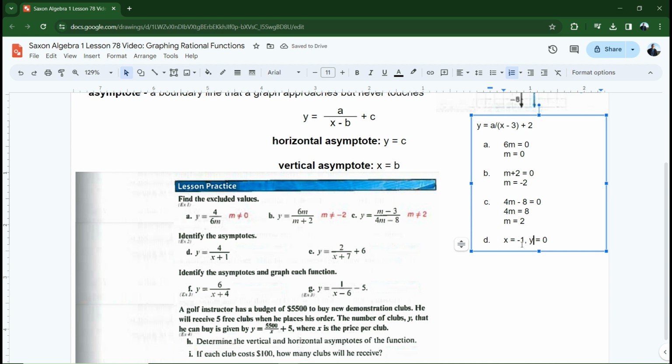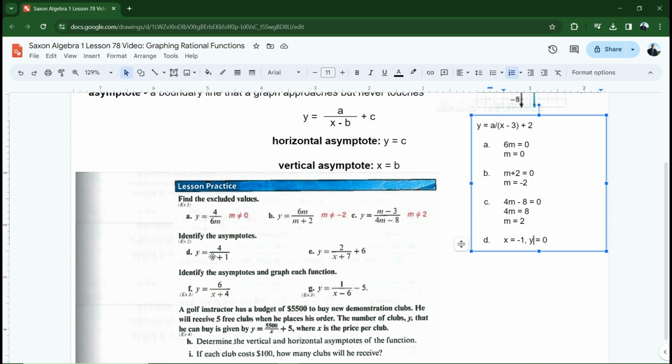So if I try to plug in -1 for x, what happens? It's going to give me 0 on the bottom here, and that's impossible. What happens if I plug in 0 for y? Let's just think about that for a second. So I plug in 0 for y.